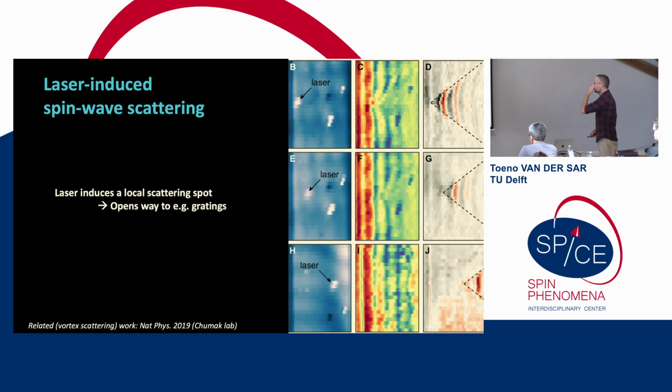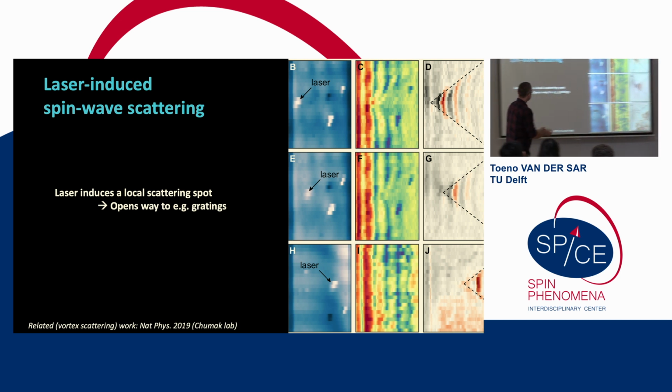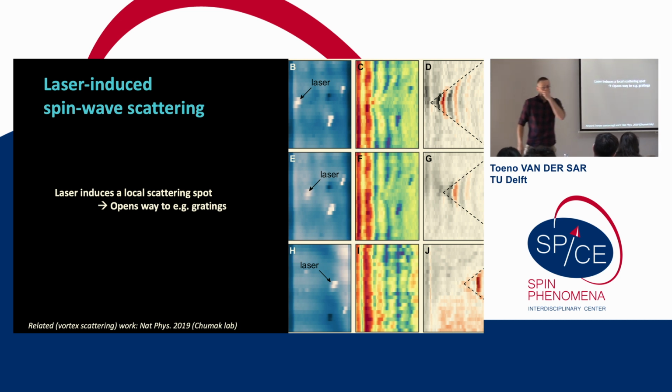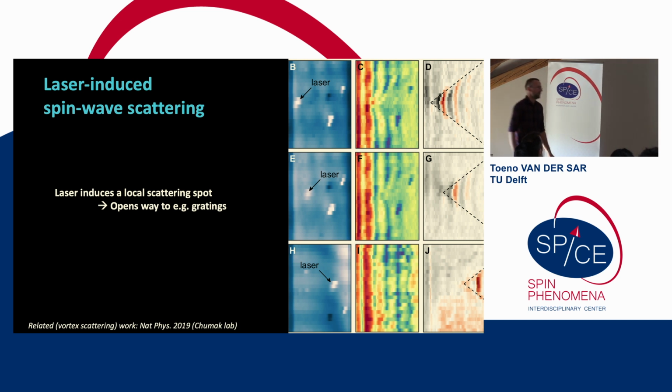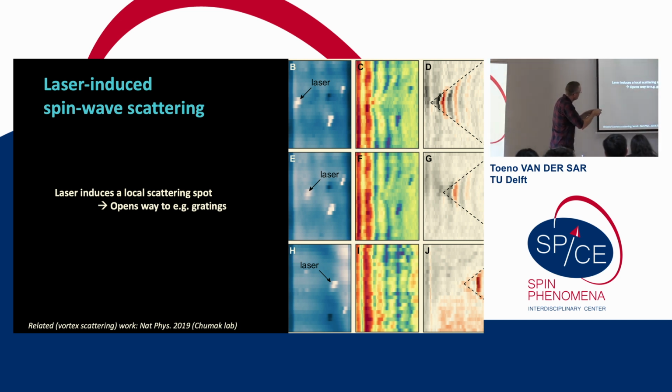Okay, so final thing before I move to these mixing experiments. So here I show you an image of our superconducting strip where we focus an auxiliary laser onto it. And we think that that laser turns the superconductor normal at the spot of the laser. So now you have a local scattering spot for spin waves. Spin waves are impinging from the left. They scatter on this laser spot. It's what you see here in the magnetic field image.